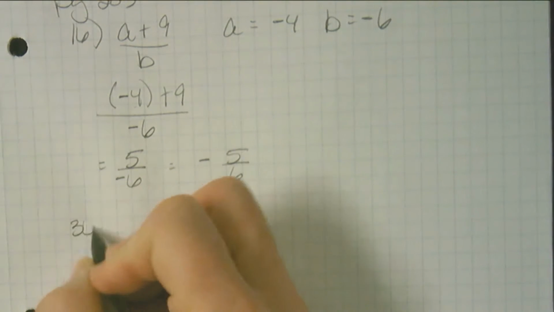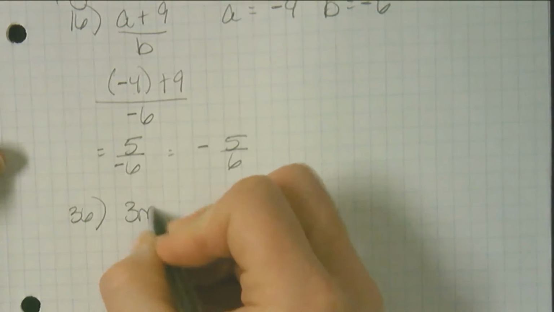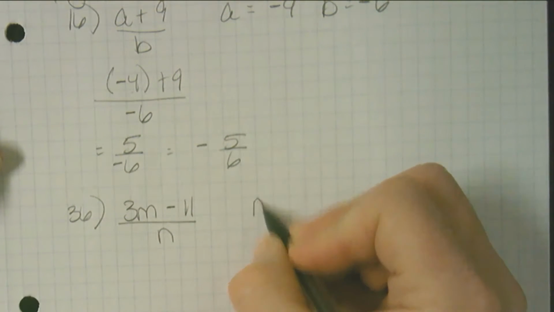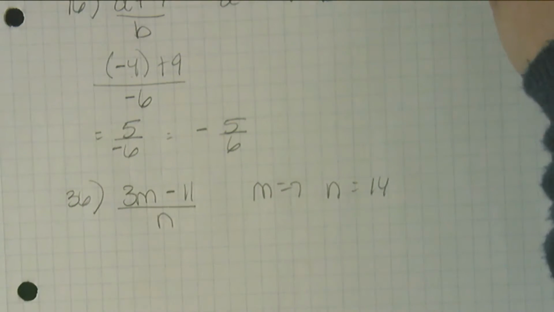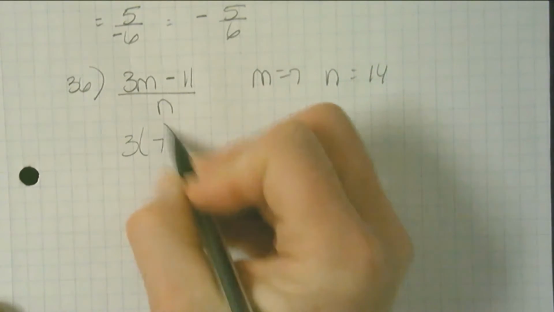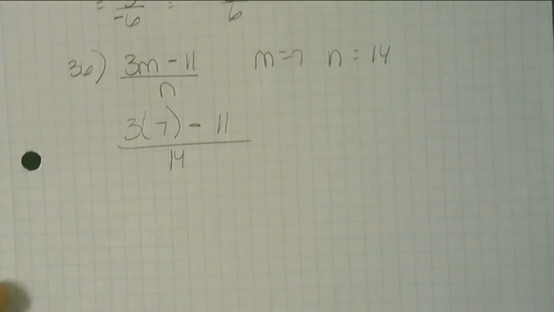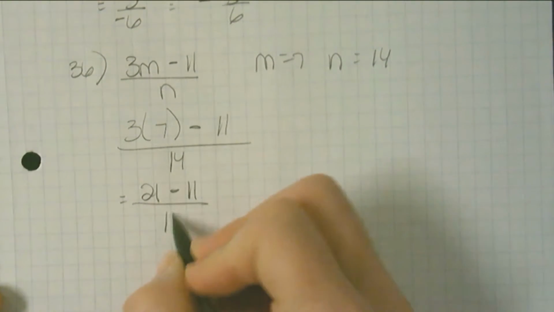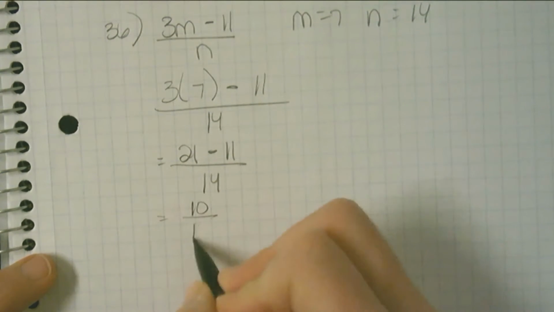36? All right, 36 said I have 3 times m minus 11 divided by n when we have m is equal to 7 and n is equal to 14. Is this the one you're talking about? Awesome. All right, so I'm going to go ahead and substitute these in. So I have 3 times 7 minus 11 divided by 14. All right, so I end up with 21 minus 11 divided by 14.